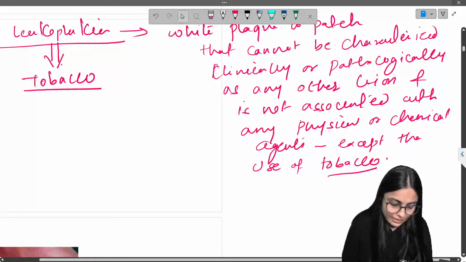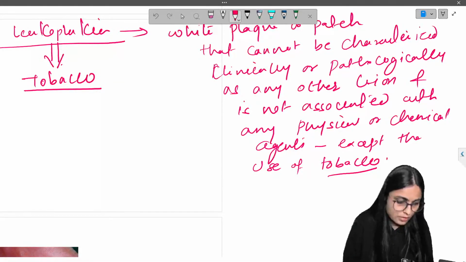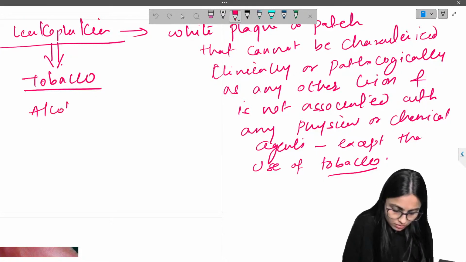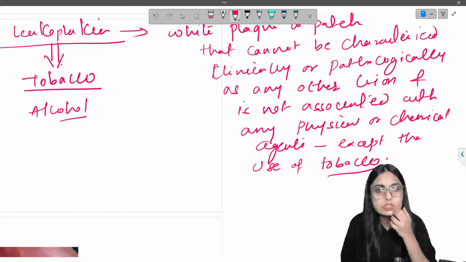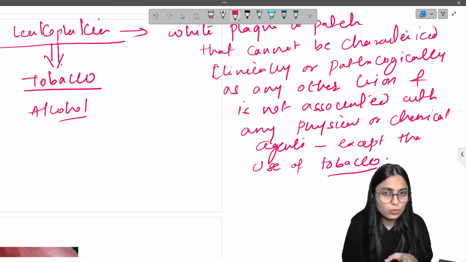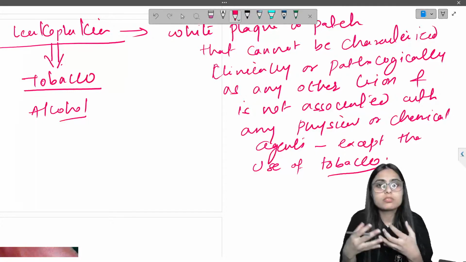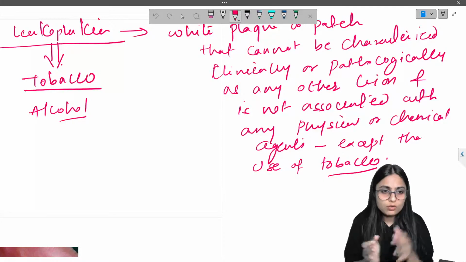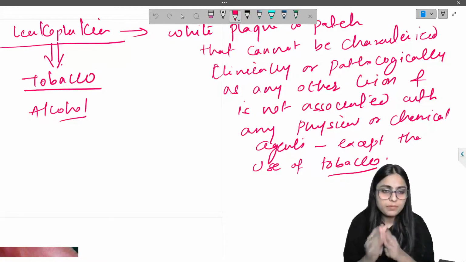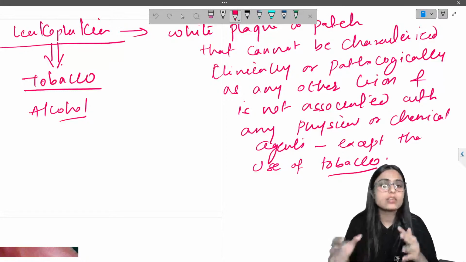Causes of leukoplakia can be tobacco and alcohol. Now alcohol will not directly cause leukoplakia, but alcohol will synergize with the tobacco and make the effects of tobacco more harmful. So alcohol and tobacco both work together. Alcohol alone will not cause leukoplakia, but it will help tobacco in causing it.